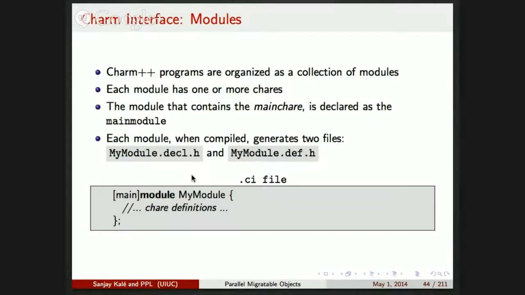So, more details on the interface file, which we very briefly touched on before. Charm programs are organized as a collection of modules. Each module has one or more chars, so you can define whatever chars you need in each particular module. The module that contains the main char is declared the main module. Whenever you compile a module, you end up with a pair of header files, the decl.h and the def.h. Those need to be included in certain ways in your actual C++ header and .C files. They contain all the auto-generated code that allows you to do things like remote method invocation and addressing chars via proxies.